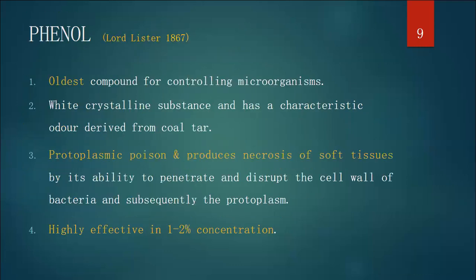Phenol is the oldest compound for controlling microorganisms. It is a white crystalline substance with a characteristic odor, derived from coal tar. It is a protoplasmic poison and produces necrosis of the soft tissues by its ability to penetrate and disrupt the cell wall of the bacteria and subsequently the protoplasm. It is highly effective in 1 to 2% concentration.